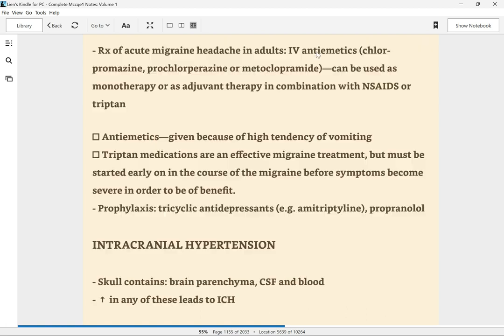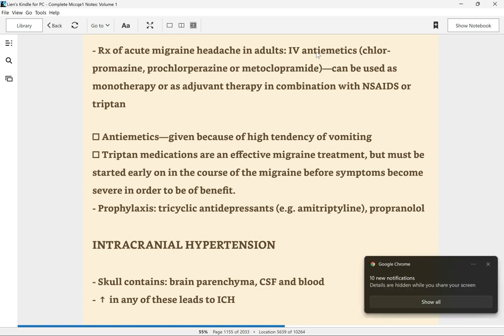Treatment of acute migraine headache in adults: antiemetics, chlorpromazine, prochlorperazine, or metoclopramide, can be used as monotherapy or as adjuvant therapy in combination with NSAIDs or triptan. Antiemetics are given because of the high tendency of vomiting. Triptan medications are an effective migraine treatment, but must be started early in the course of the migraine, before symptoms become severe, in order to be of benefit. Prophylaxis: tricyclic antidepressants, e.g. amitriptyline, and propranolol.